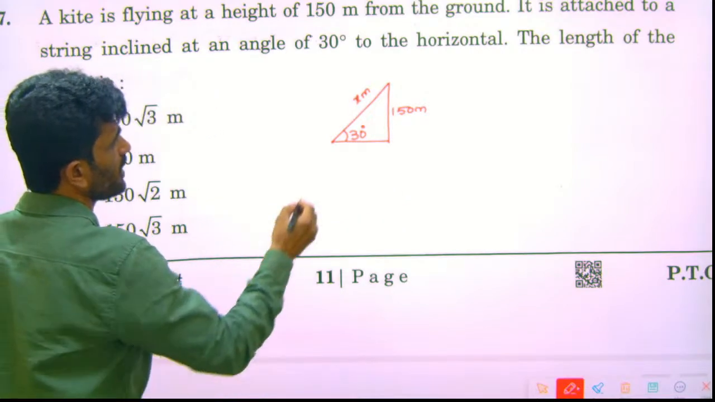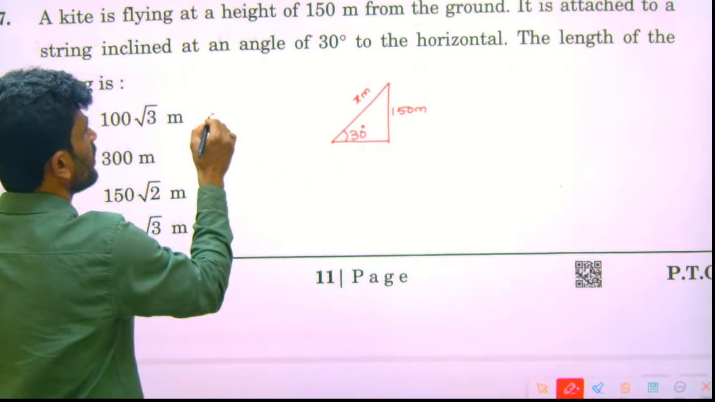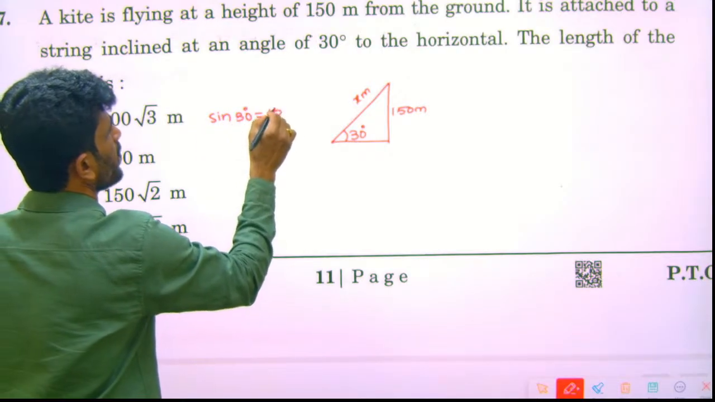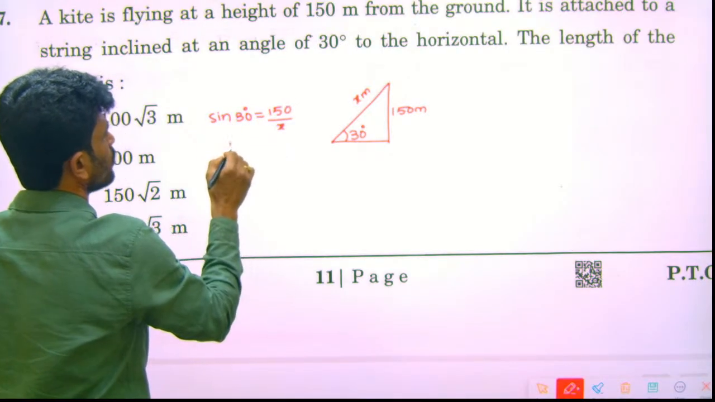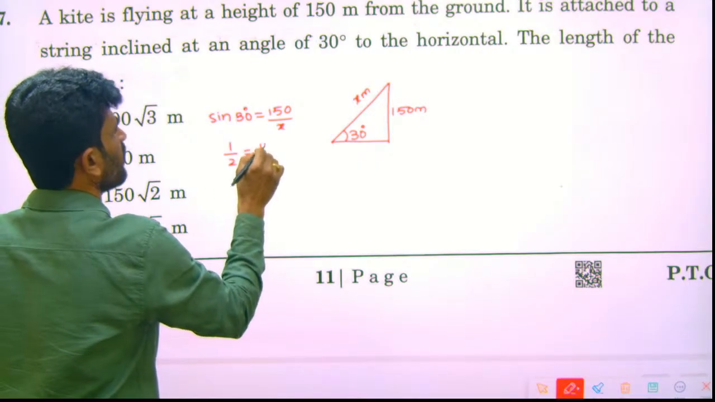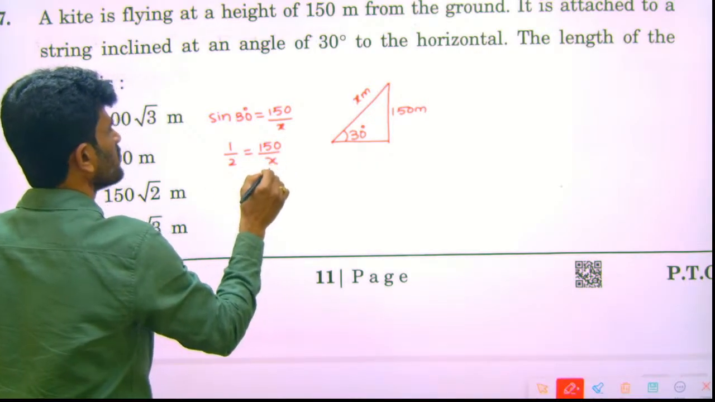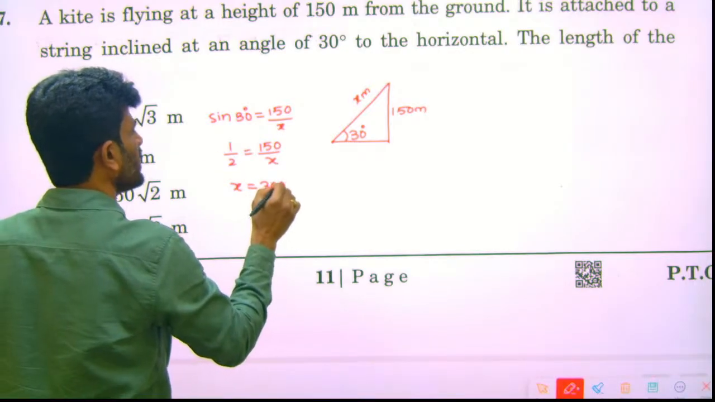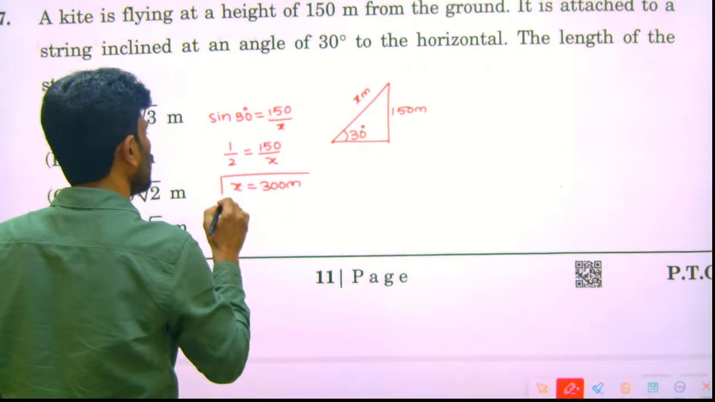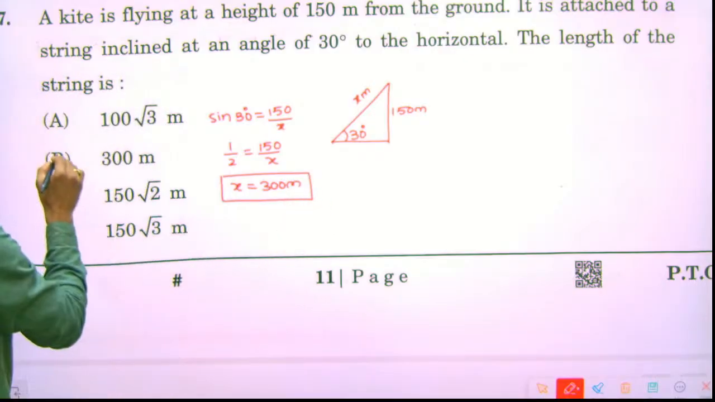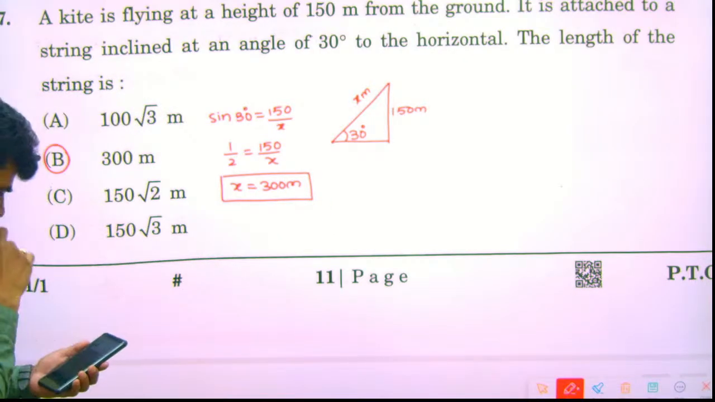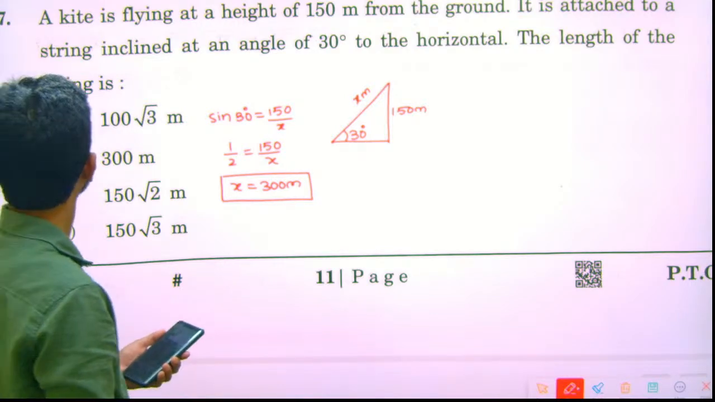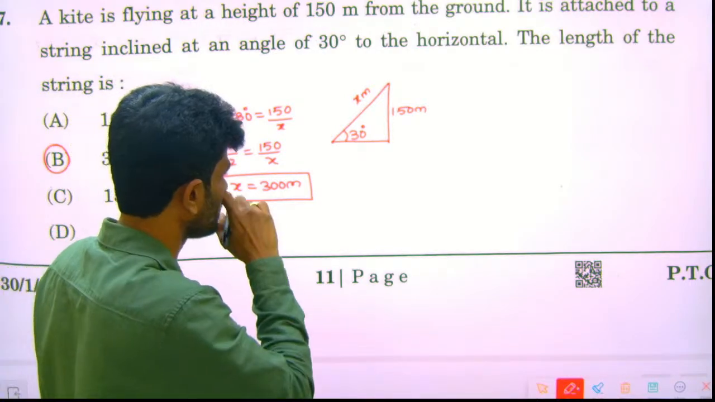So which ratio do we have to use? Opposite side and hypotenuse, so we have to use sine. Sine 30 degrees is equal to opposite side by hypotenuse. Sine 30 degrees is 1 by 2. 1 by 2 is equal to 150 by x. So x is equal to 150 into 2, which is 300 meters. Option B is correct. Question number 17, option B is correct.